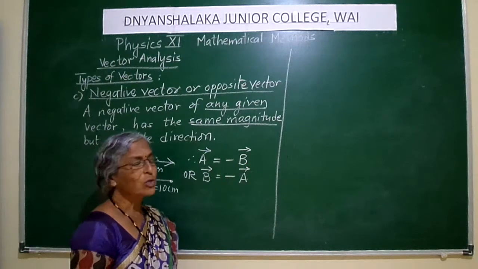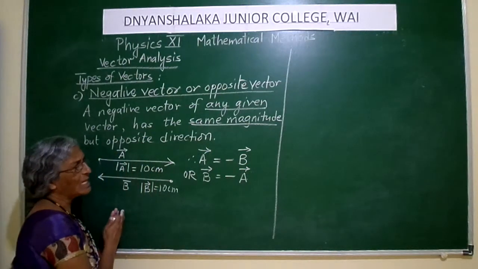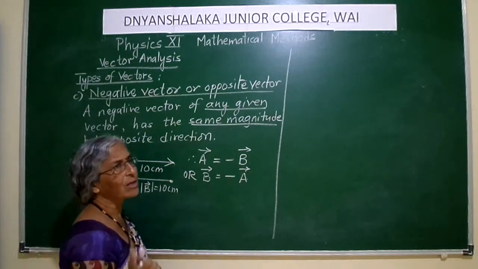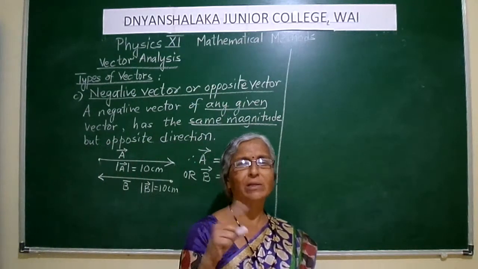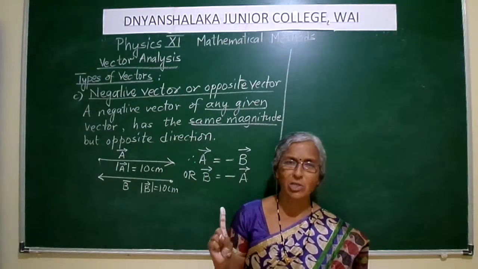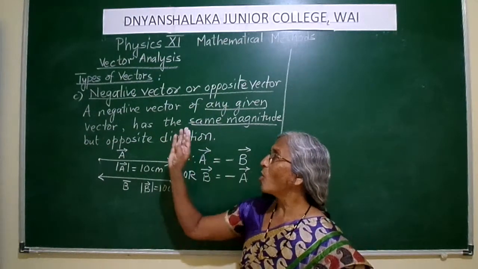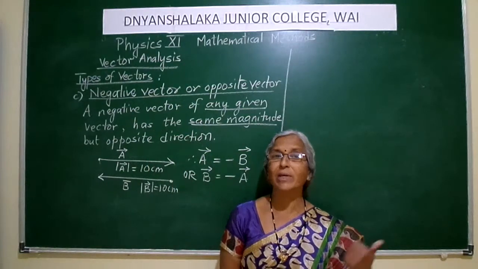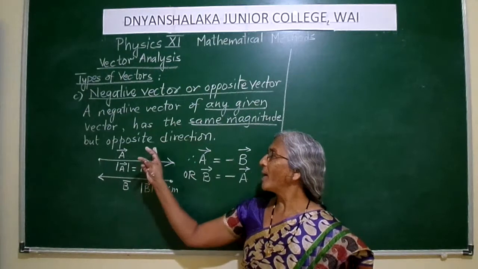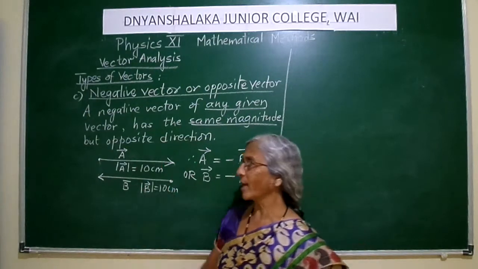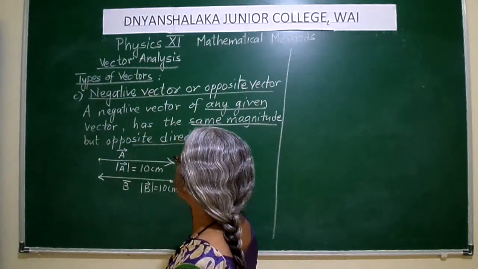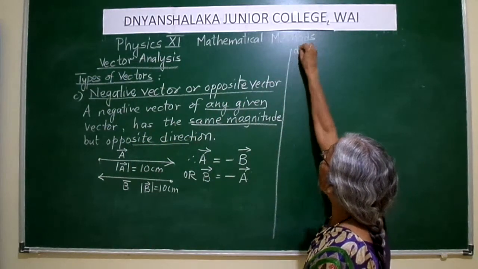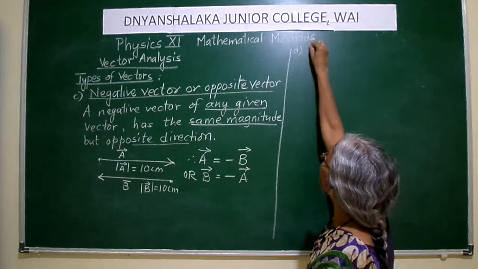Getting it? So when these two vectors get added up, their directions will cancel each other and the resultant magnitude of the vectors will be equal to 0. Are you getting it? So a negative vector of a given vector is a vector having the same magnitude but opposite direction. Okay? Then we'll pass on to the next type of vector, and that vector is equal vector.